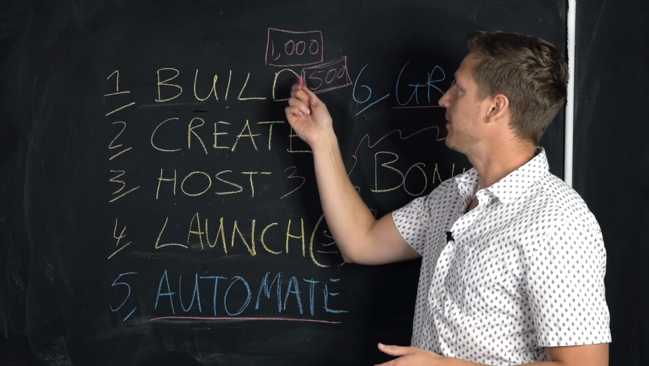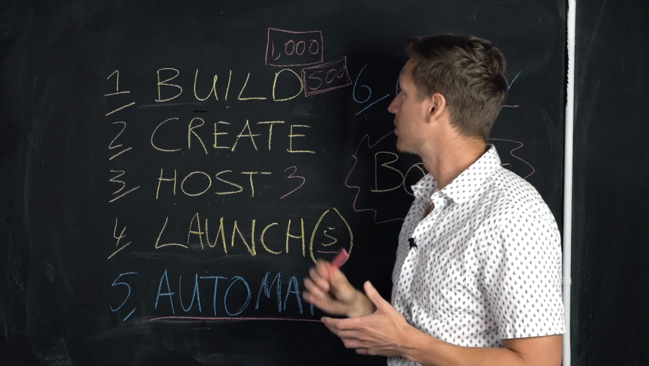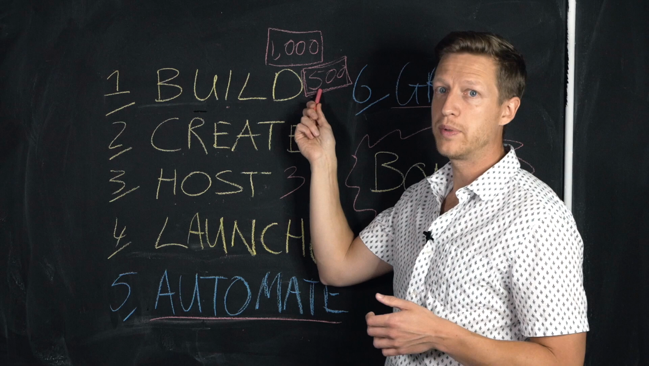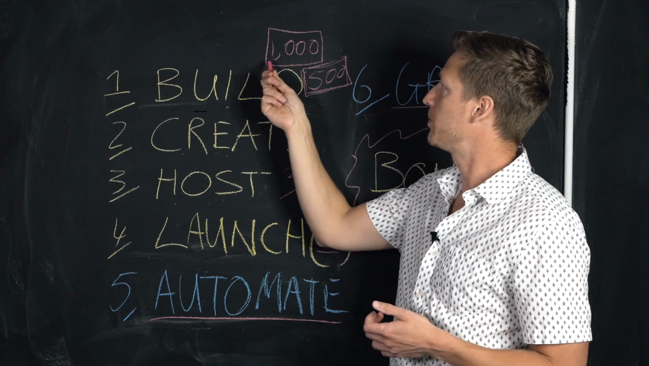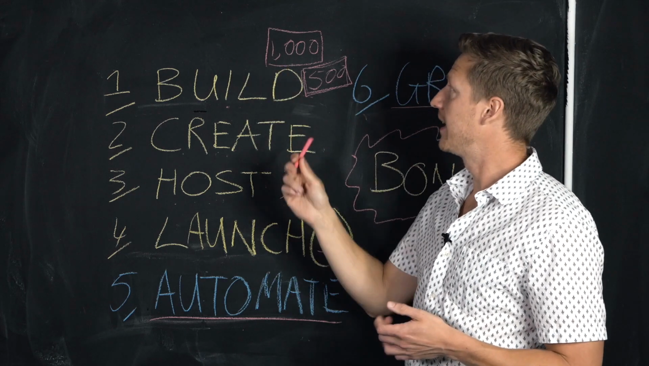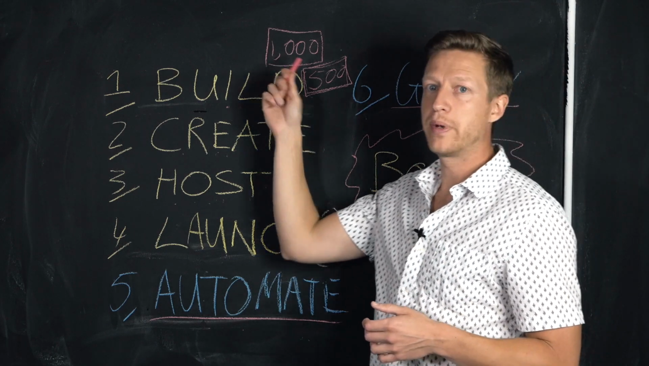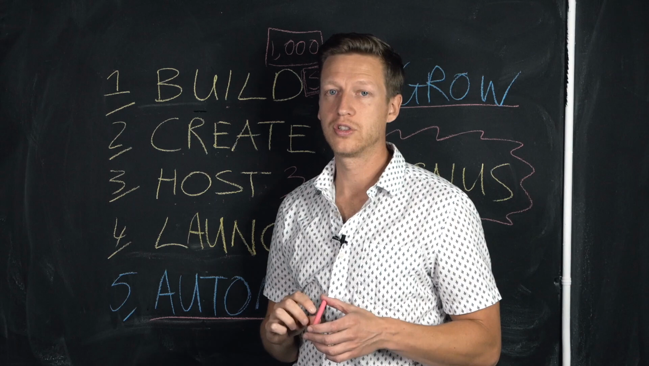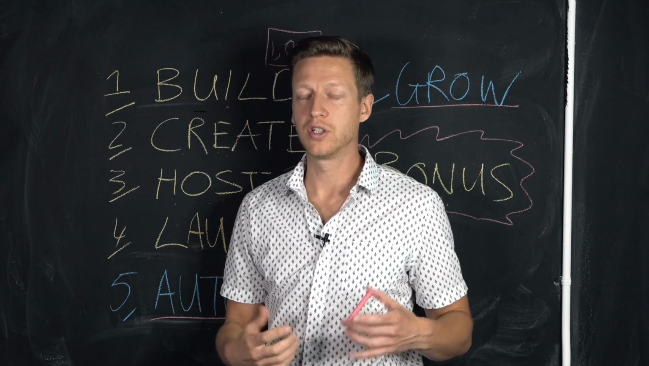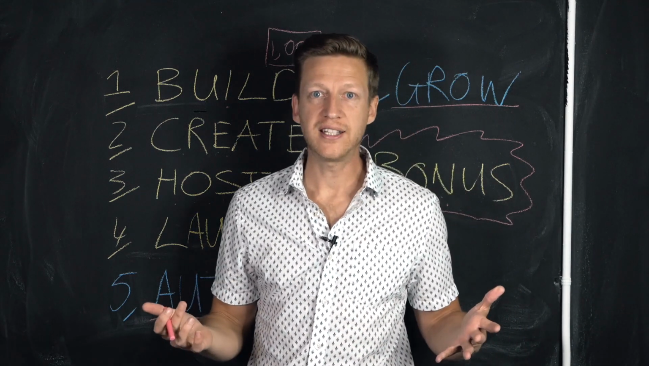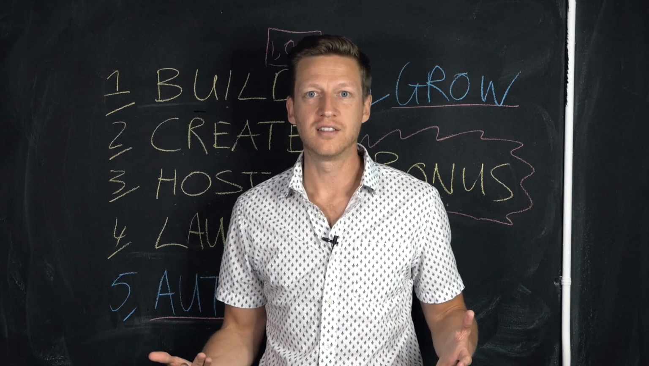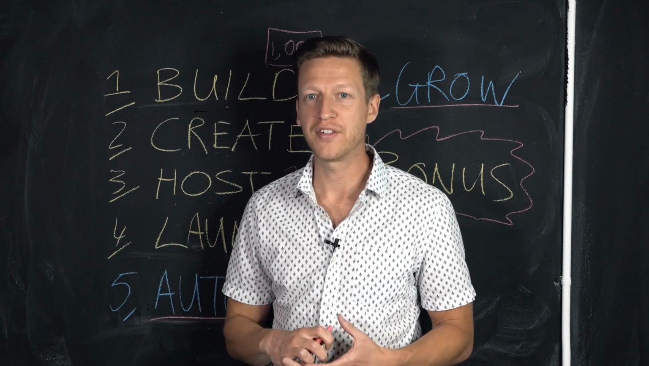Now, these numbers here are significant because when I launched my first course, I had 500 people on my list. When I launched my second course, I had about 1,000 people on my list. And I think this is a good number to aim for before you launch. It will depend on your market and the type of people on your list. Because if it's a terrible list, a terrible email list with people who are never going to buy, then it doesn't matter how many people you have on there.